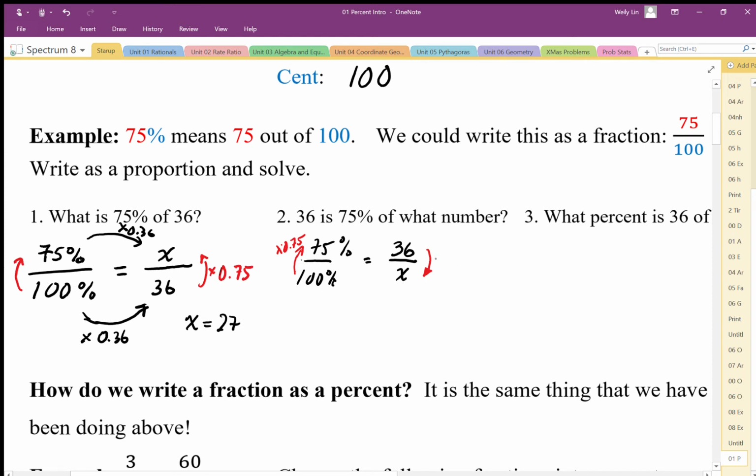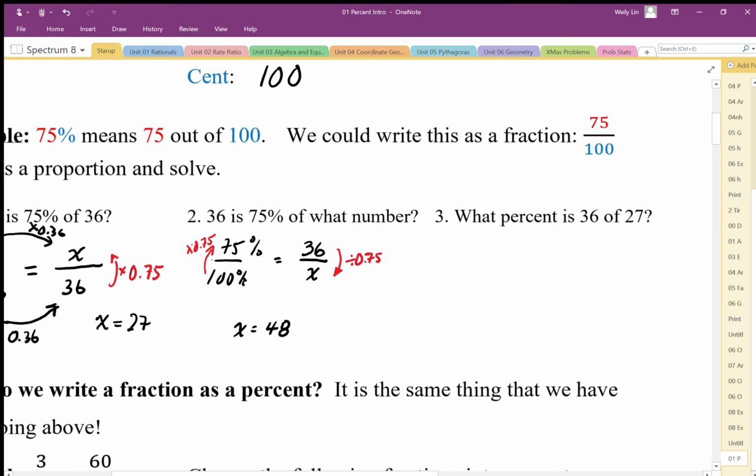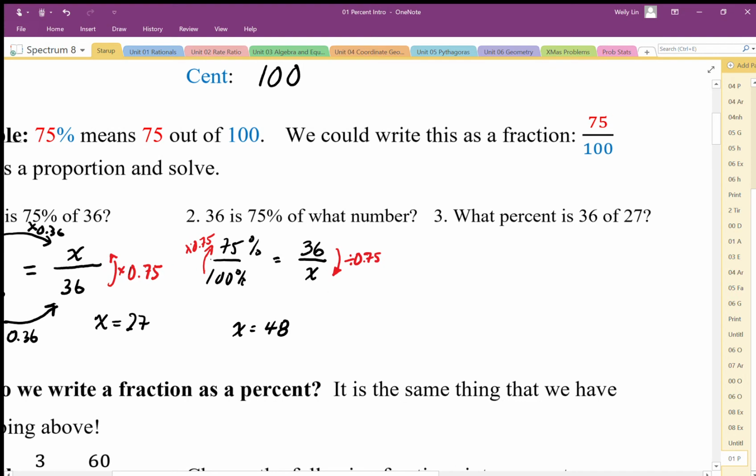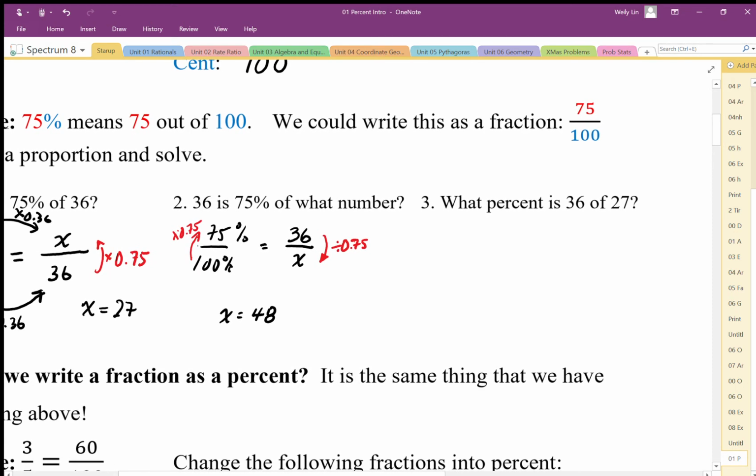So I'm going to divide by that same decimal multiplier of 0.75. And when I do that, I can solve for x. Okay, and the x works out to be 48. Okay, so 36 out of 48 is the same as 75%. And we can show this is our calculation here that we're using to get that 75%.